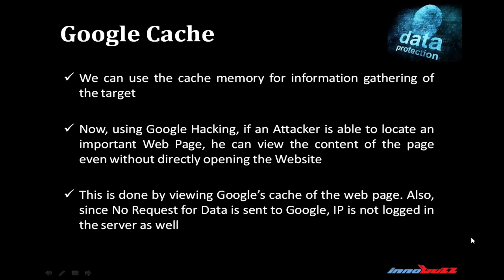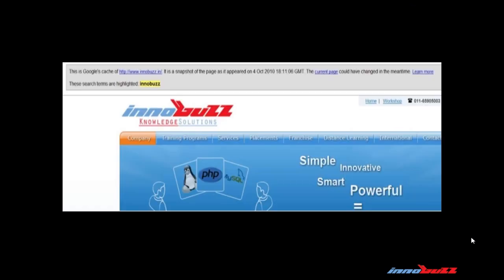Now, using Google hacking, if an attacker is able to locate an important web page, he can view the content of the page even without directly opening the website. This is done by viewing the Google cache of the web page. Also, since no request for data is sent to the website, the IP is not logged on the server. This is the Google cache of inobus.in. It appears as of a particular date. You can view the content of the page without pinging that website.